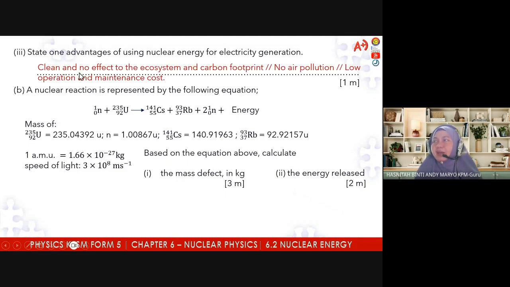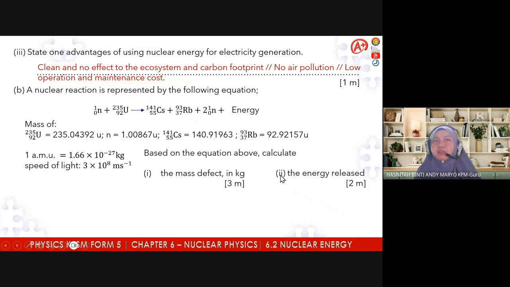Okay. It is clean and has no effect on the ecosystem and carbon footprint. Or you can say no air pollution or low operation and maintenance costs. Okay. Low operation and maintenance cost. And then B, again, the calculation. Find the mass defect, find energy release.